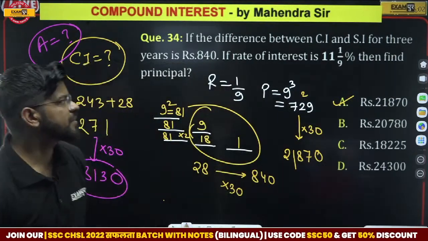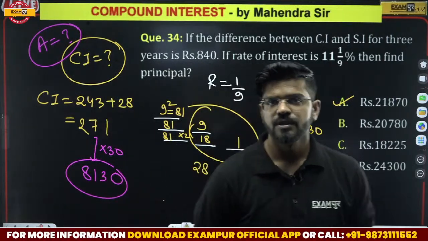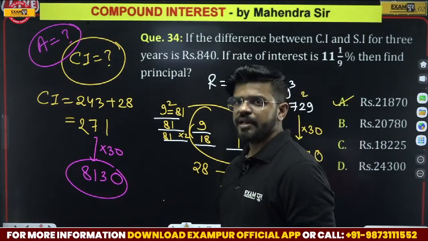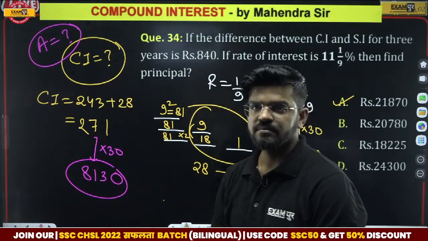They have asked the principal, na? They can also ask the amount. How will you calculate the amount? You will first calculate the principal, then calculate the CI, and then add them up, right?